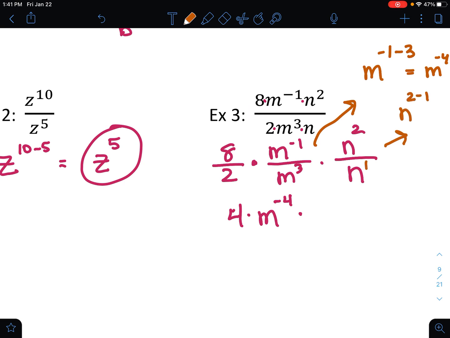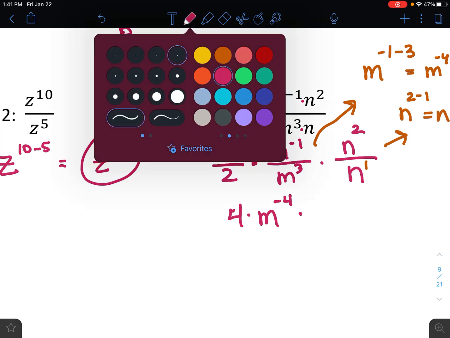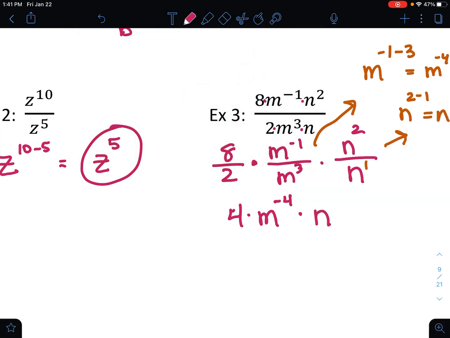N to the power of top exponent minus bottom. Remember, there's a 1 there. So 2 minus 1 is just n to the first, or n. So bringing down here to our problem, I'm almost done. It's just this right here.